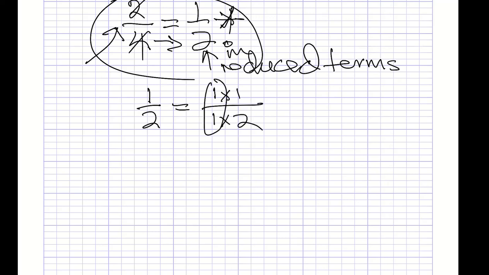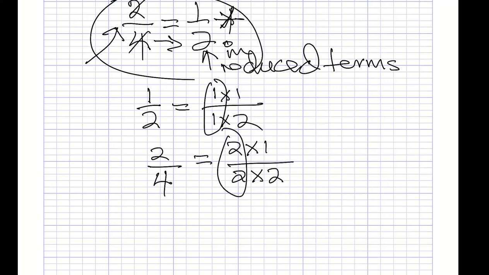They have a common factor of 1. But check this out. Look at 2 over 4. It's not in reduced terms. How do you know that? Look at this. You can say 2 times 1 over 2 times 2. See, the common factor there is 2, it's not 1.